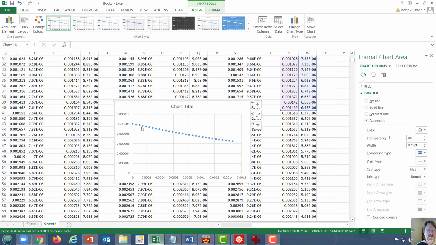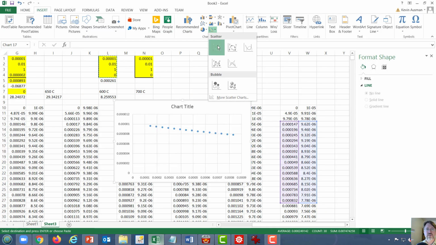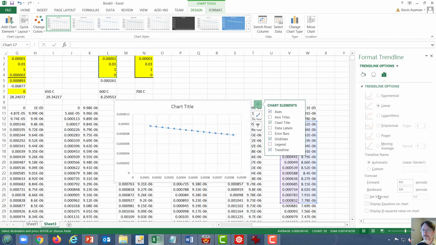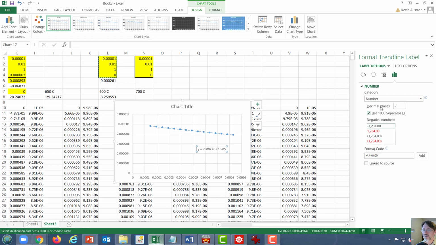Looks pretty good. Let's skip the first 3 data points, so down to about there. Insert chart, trend line, equation on chart. Let's give ourselves some more digits.